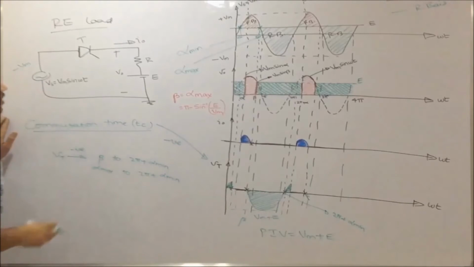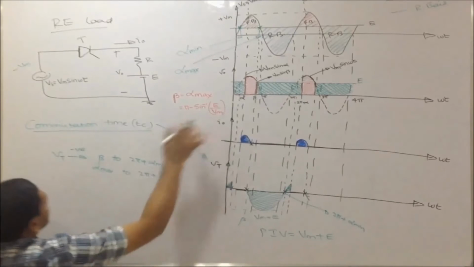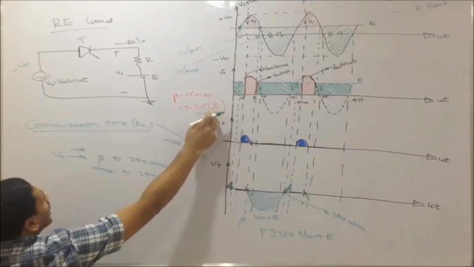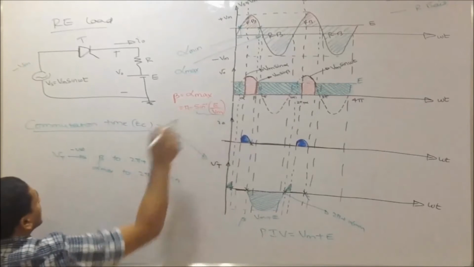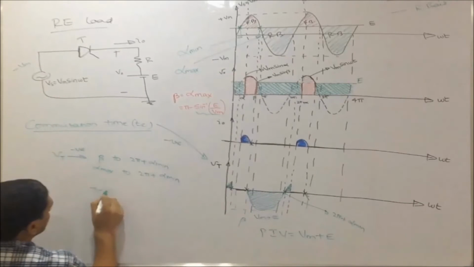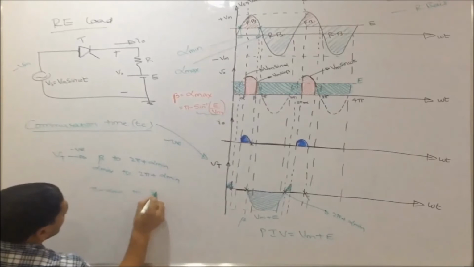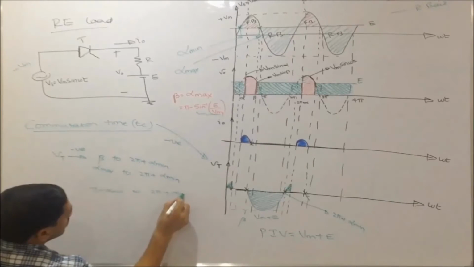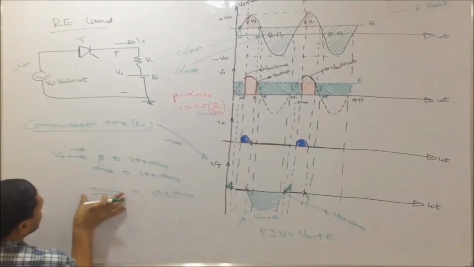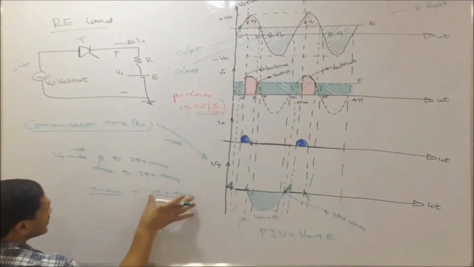But alpha max we have calculated. It is pi minus sin inverse E by Vm, where sin inverse E by Vm is alpha min. Beta equals pi minus alpha min. So beta or alpha max, which is equal to pi minus alpha min, to 2 pi plus alpha min. So these are the limits of the interval. I have to calculate the time duration. Time duration is this minus this.